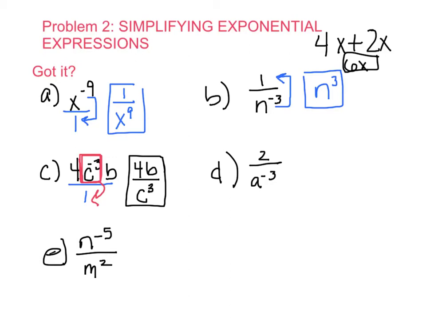D, 2 over a to the negative third. A to the negative third is going to go to the top. When it goes to the top, it's going to become positive. 2a to the third is your answer.